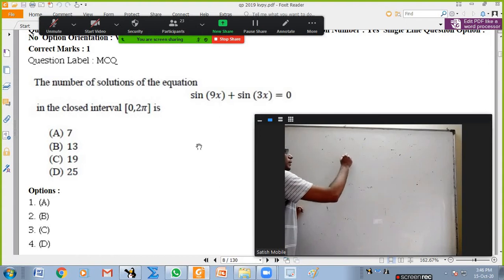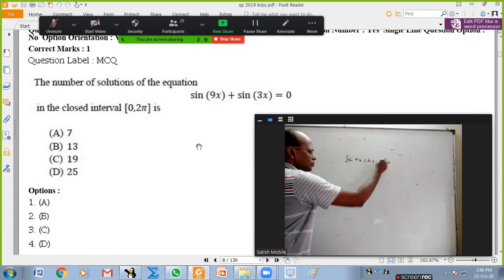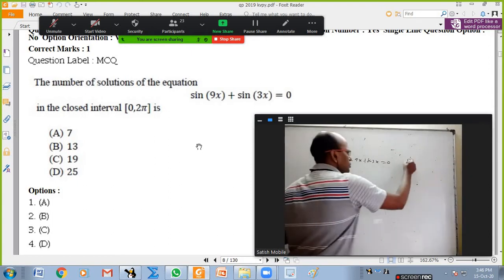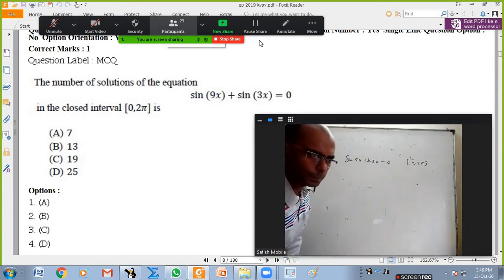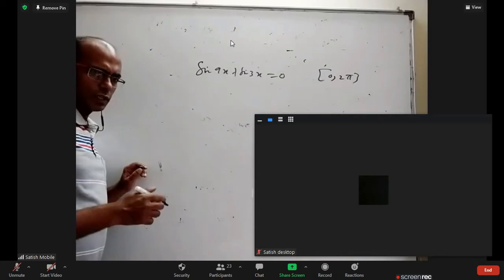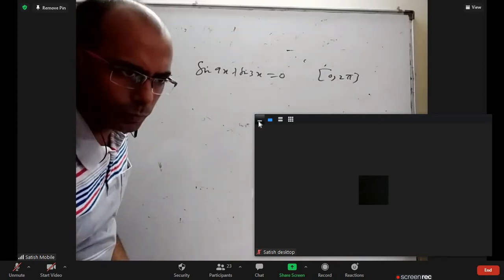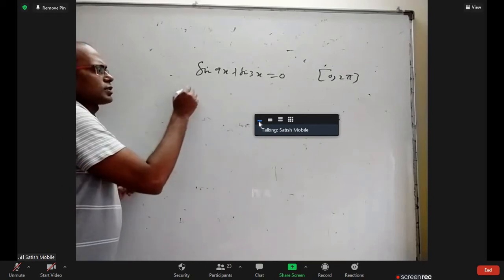Sin 9x plus sin 3x equal to 0. I want solutions in the interval 0 to 2 pi, the number of solutions. You apply transformations, it is easier, I think. Sin C plus sin D is 2 sin (C plus D) by 2 cos (C minus D) by 2.